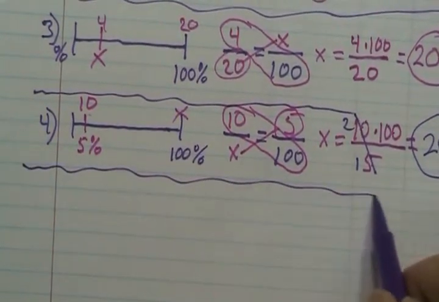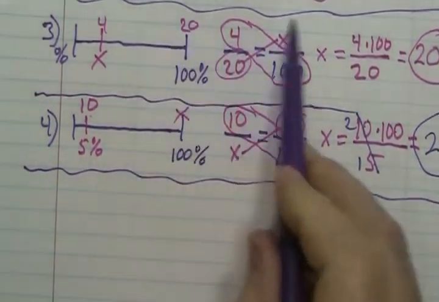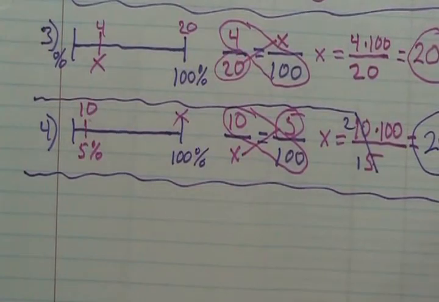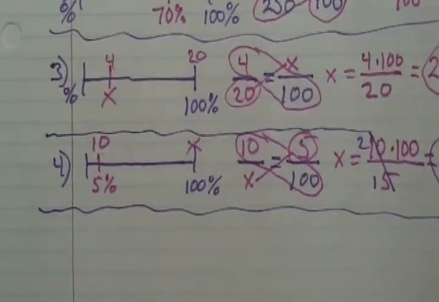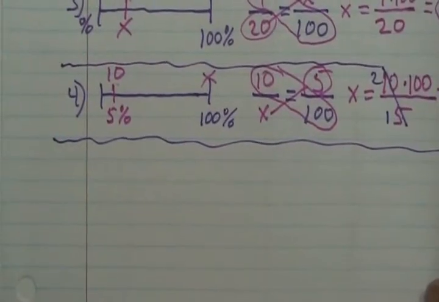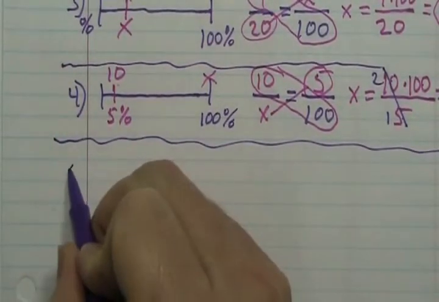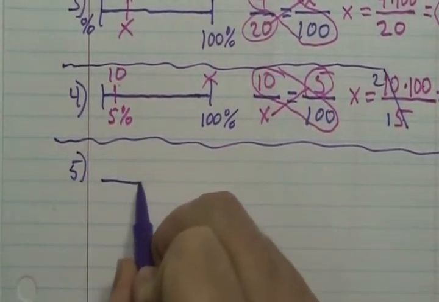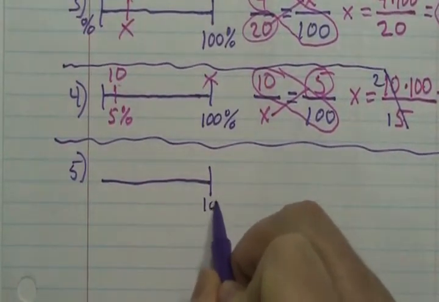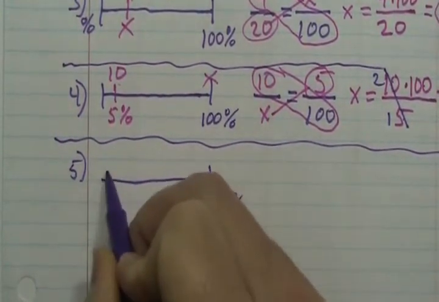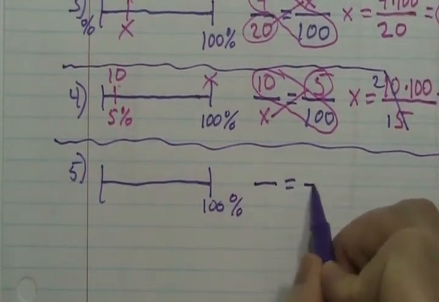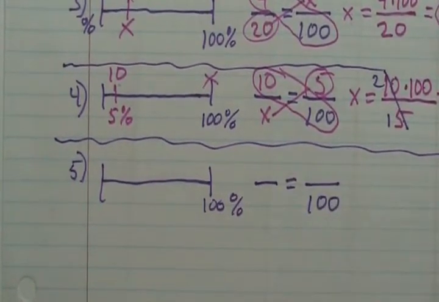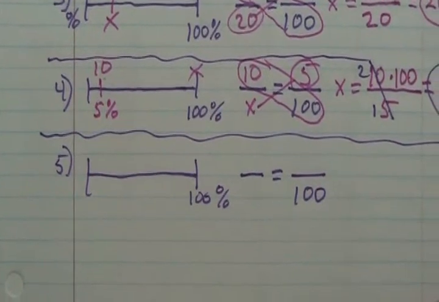Okay, I'm just going to separate this. Again, you don't have to go sideways. You can go down like I did with number 1. You can do it that way if you like. Whatever's easier for you. You may need 2 pieces of paper. For 5, we'll make our model. 100%. All right, I'll make the proportion. And now we'll take a look at the question.